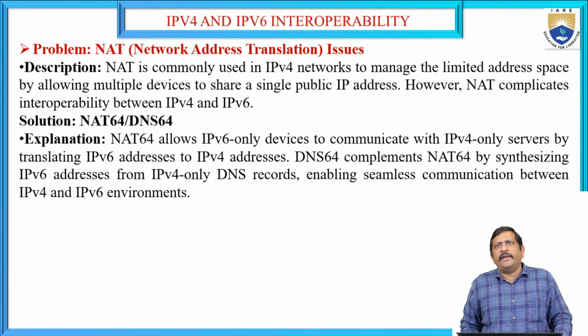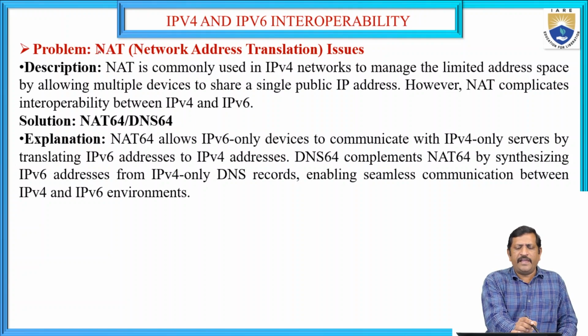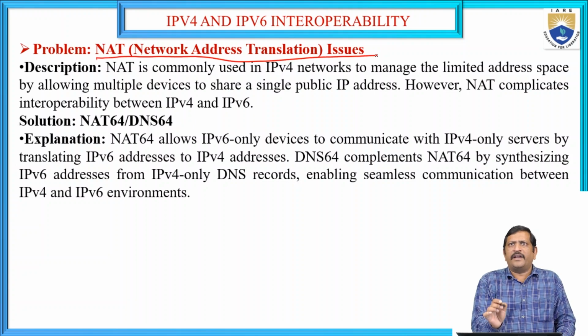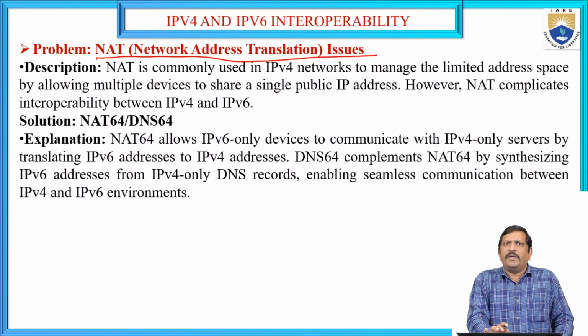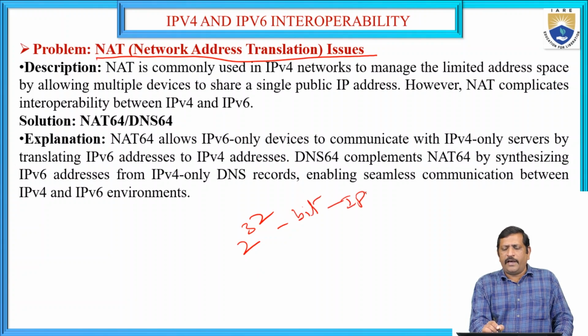Next, the interoperability problem between IPv4 and IPv6 is NAT, which means network address translation issues. This is the address translation issue. Why? Because IPv4 uses 2 to the power of 32-bit addresses, and IPv6 uses 2 to the power of 128 bits.